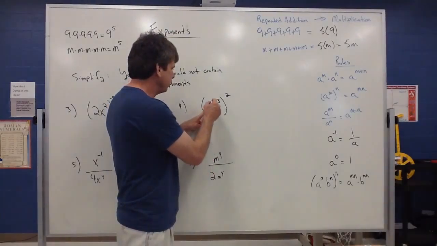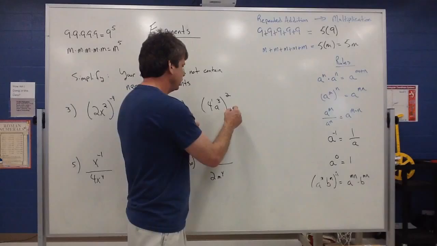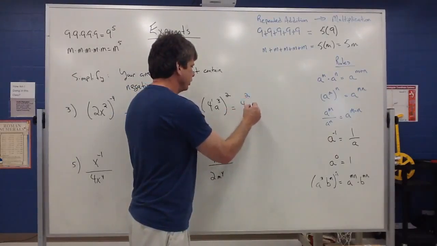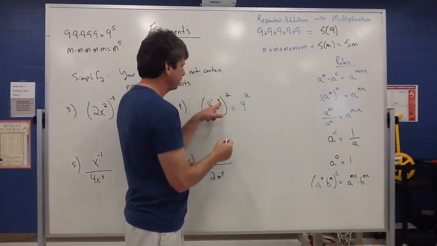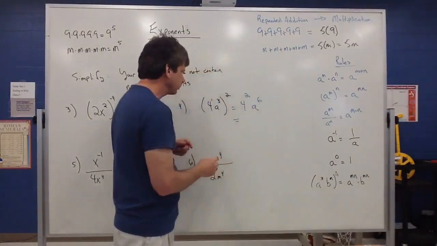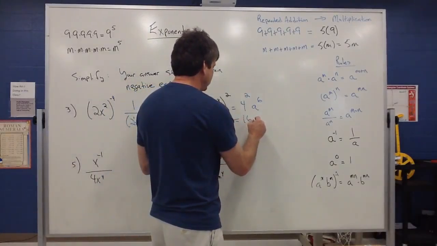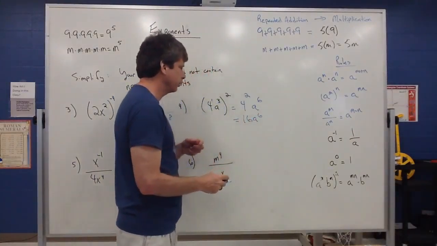But remember, if I give you a 4, it's understood to have an exponent of 1 there. So what that means is this is going to become 4 squared times, and 2 times 3 would be 6, so it's going to be a to the 6th power. Therefore we end up with 16a to the 6th, because 4 squared is 16.